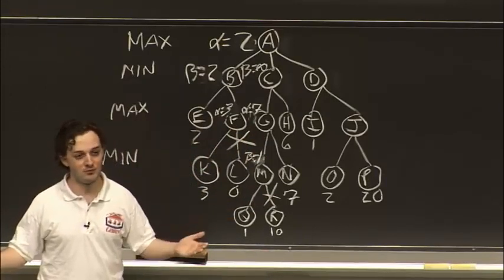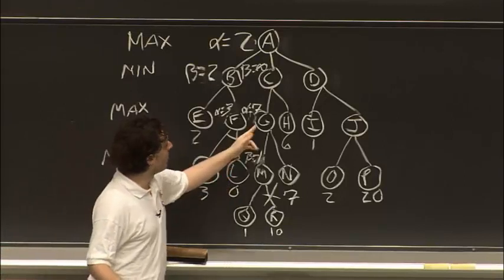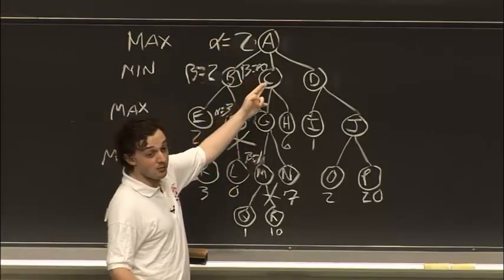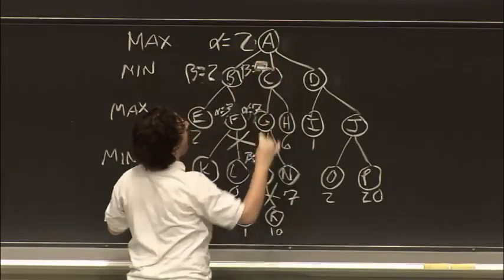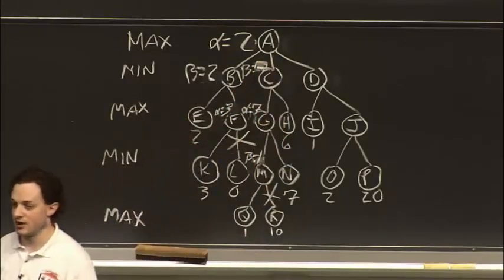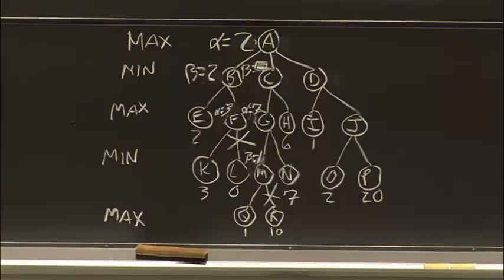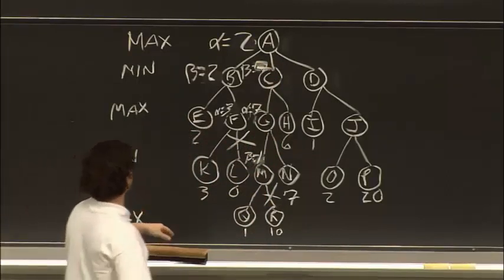Anyone? So it sees the 7. What does it do to its beta? It takes the 7. Better than infinity anyway. And yeah, then it checks H. And everyone again, what happens at H? It takes the 6. It's lower than 7.